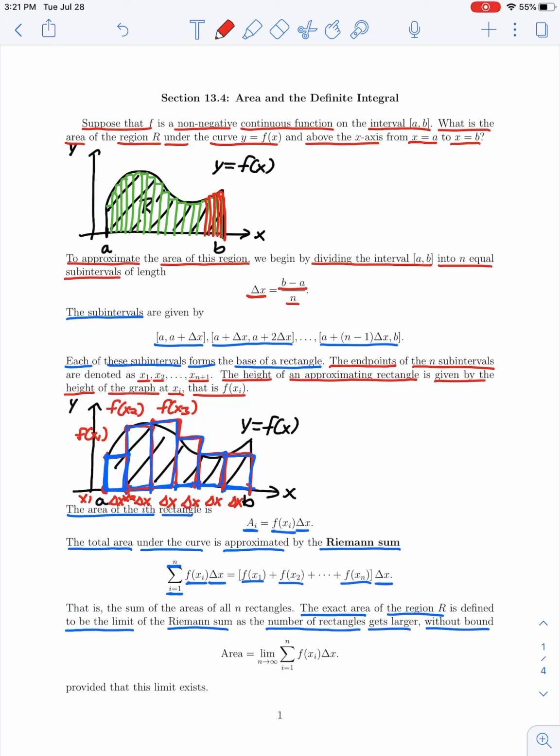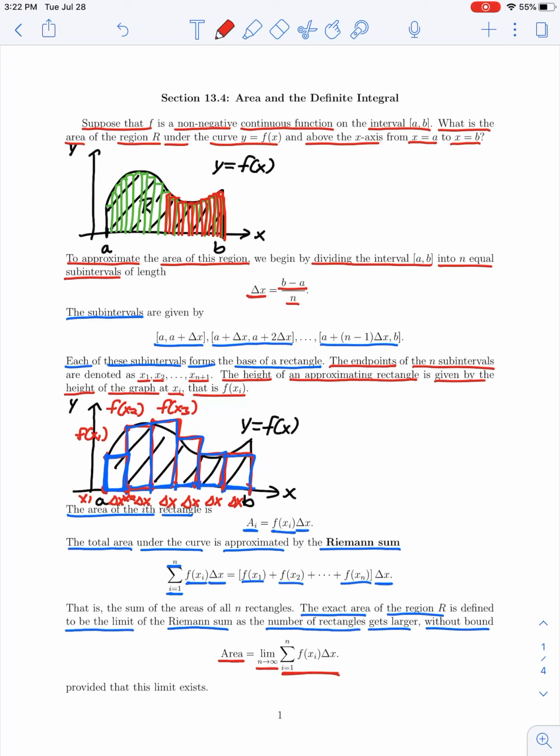So as the number of rectangles that I use becomes larger and larger, and the width of these rectangles is getting smaller, so that we're filling in our area precisely, we would get the true area of our region. So here we define the area of the region under our curve as the limit as the number of rectangles n approaches infinity of our Riemann sum.